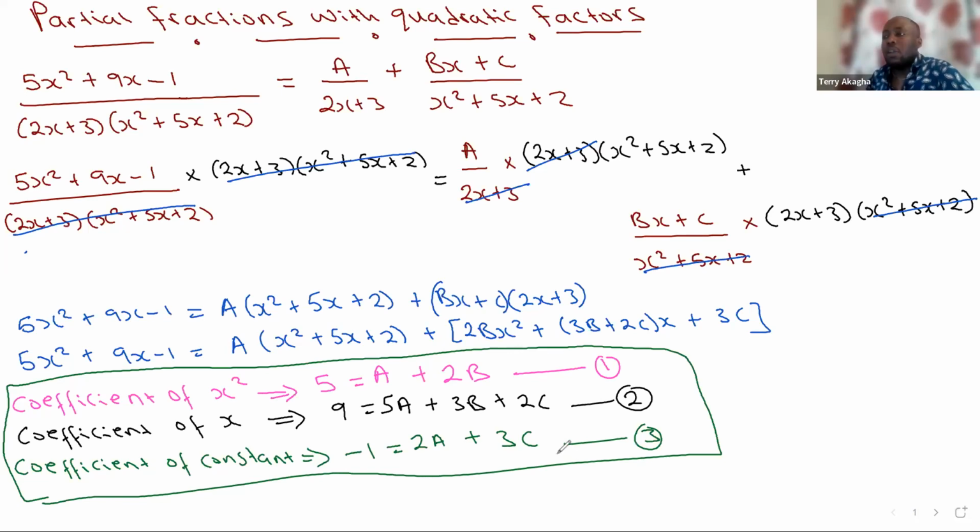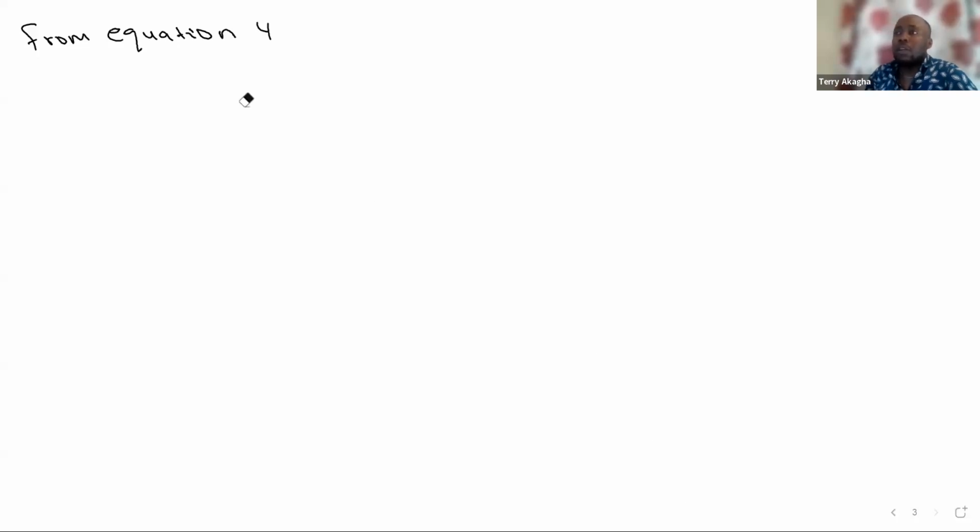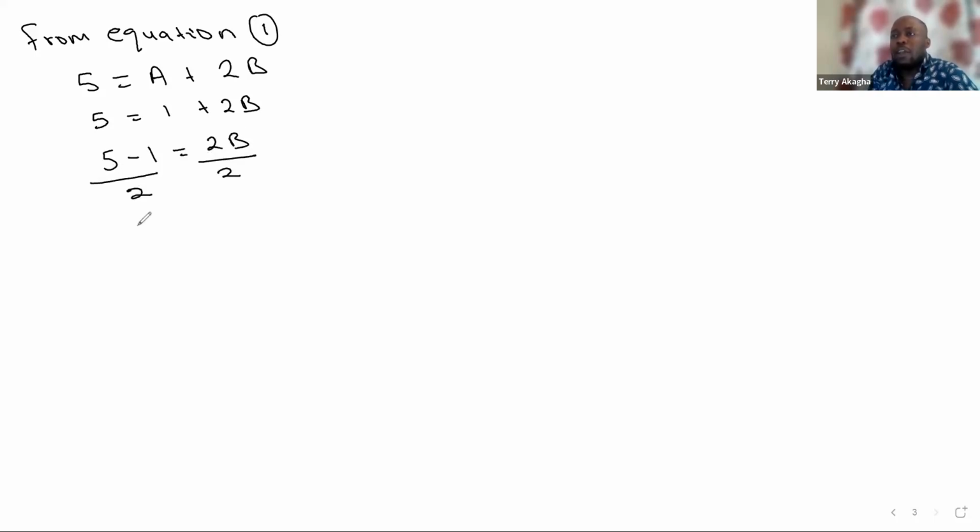So from equation 1, if you want to use equation 1 because it looks simpler, 5 is equal to a plus 2b. So we know our a to be 1, right? So it's going to be 5 is equal to 1 plus 2b. Take 1 to the other side. So it's going to be 5 minus 1 is equal to what? 2b. Divide both sides by 2. Therefore, b will be equal to 5 minus 1 will give you 4. 4 divided by 2 will give you what? 2. So b is equal to 2.